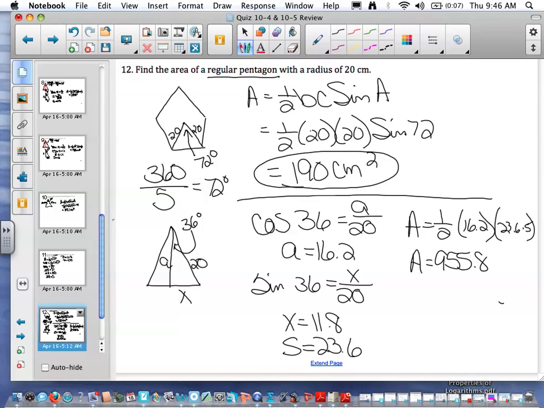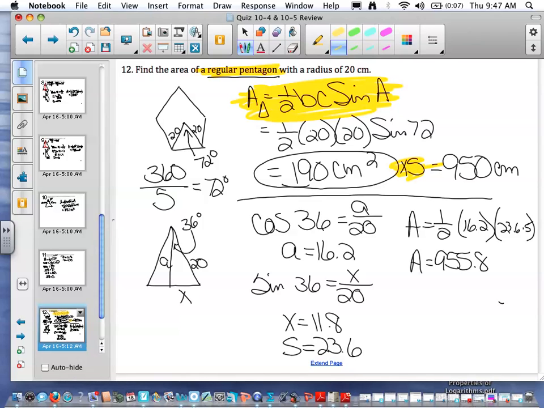What did I forget to do? I forgot that's the area of one triangle. I have to multiply that by 5. So 190 times 5 gives me 950 centimeters. So be careful. It's easy to get in a hurry and forget that. This formula right here is going to give you the area of just one triangle. It's regular, so you have n number of congruent triangles there, and you'll have to remember to multiply by that to get the area. And that was the review worksheet for quiz 10.4, 10.5.